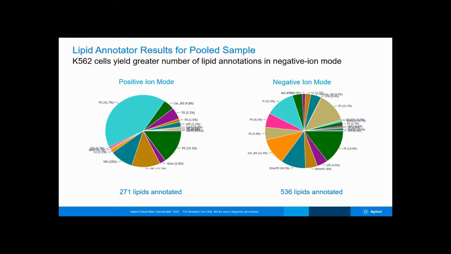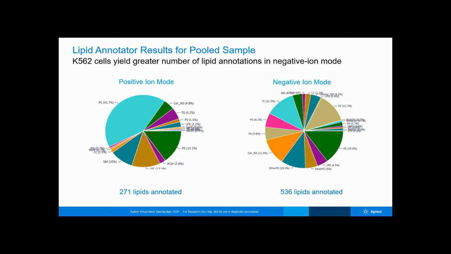Lipid features are colored by lipid class corresponding to the pie charts, where the number of annotated lipids are shown as percentages. There are 271 lipids annotated across the 5 positive ion mode data files and 536 lipids in negative ion mode. While there are some lipid classes that ionize in both polarities, there are, of course, lipid classes that ionize in only one mode. This highlights the need in lipidomics to analyze samples in both modes.